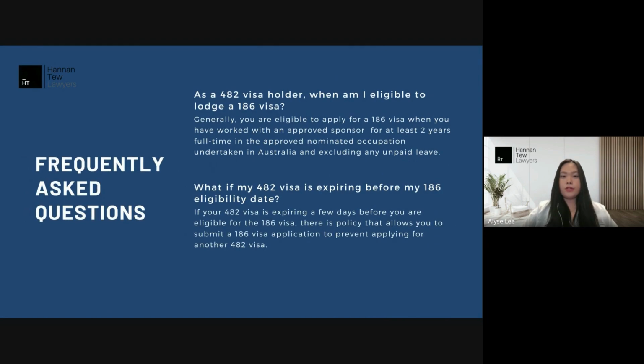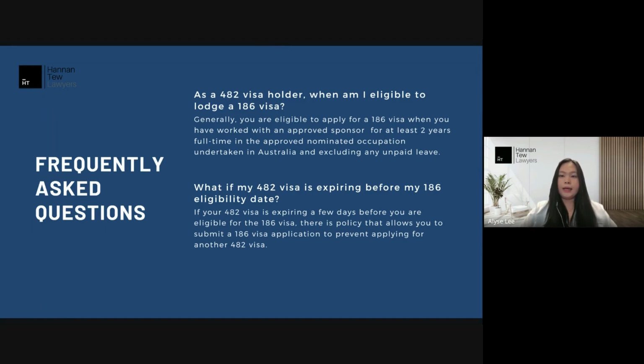As a 482 visa holder, when am I eligible to lodge a 186 visa? Generally, you are eligible to apply for a 186 visa when you have worked with an approved sponsor for at least 2 years, full-time in the approved nominated occupation while in Australia, excluding any days of unpaid leave.